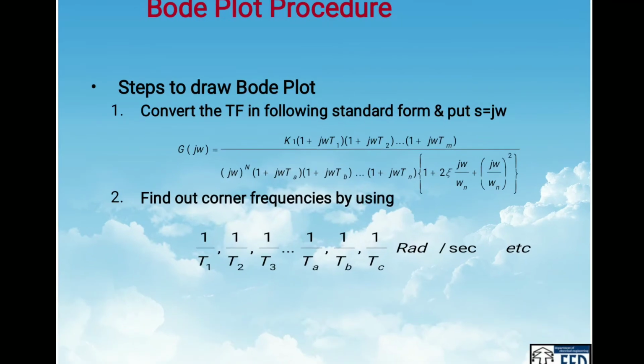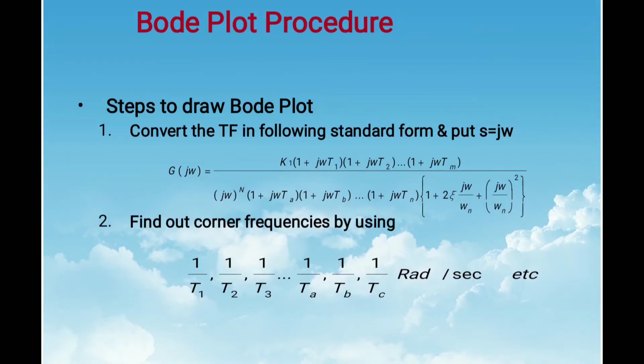So what is the procedure for the Bode plot? First of all, we have to convert the equation of g of s into g of j omega, so that we get the time constant form: 1 plus j omega t1, 1 plus j omega t2, divided by (j omega) raised to n, which indicates the pole at the origin, then 1 plus j omega ta, 1 plus j omega tb. What do t1, ta, tb, t2 indicate? These are the time constants.